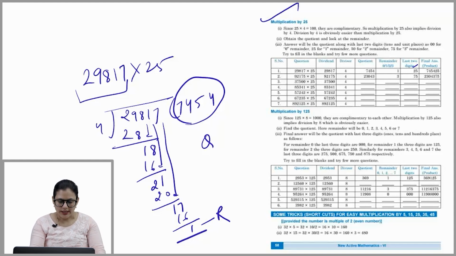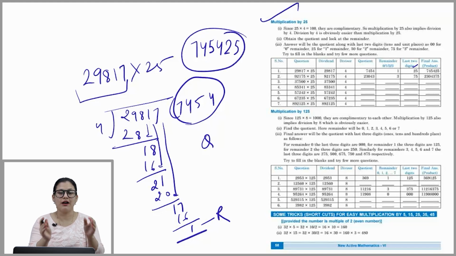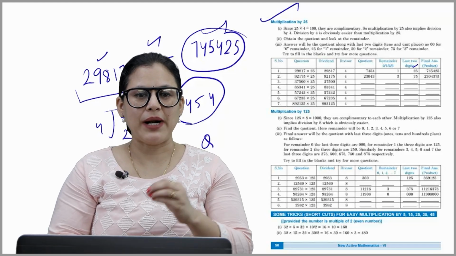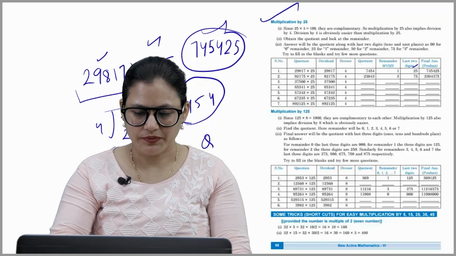In case of remainder 1, the last 2 digits will be 25. Okay, so 7454 is the quotient and then we'll add 25. So this is the answer. That means when we multiply this number by 25, we will get this product. Right? Isn't it easy?